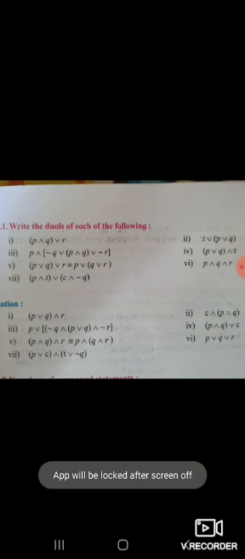Now another topic: negation of compound statements. What is the negation of compound statements? Suppose two statements are there; we have to find their negation. Before going to the negation of compound statements, we will discuss one or two sums here.